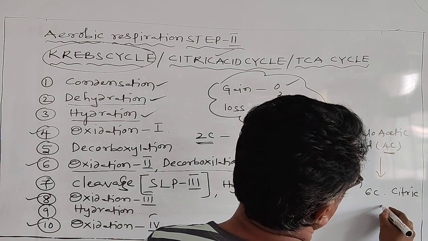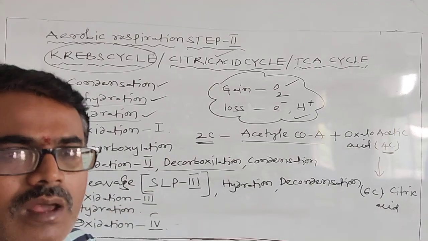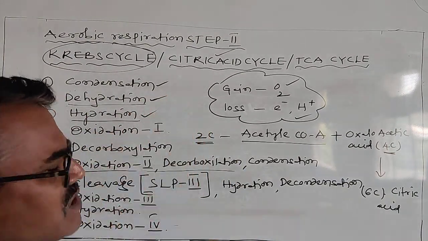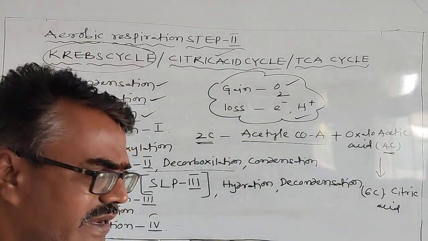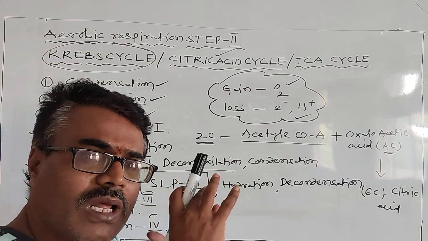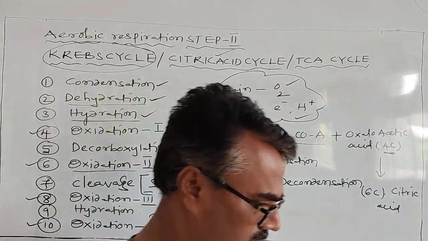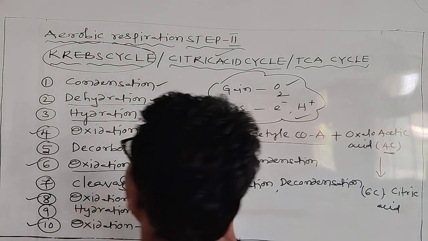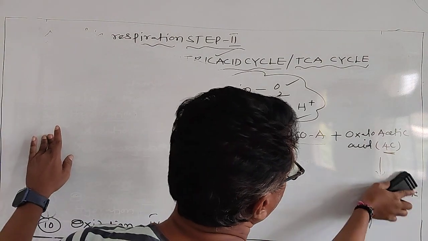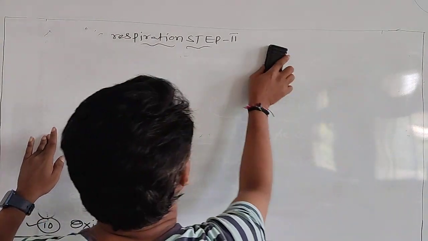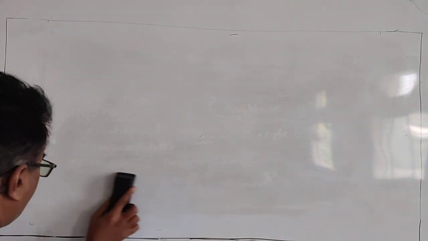That is citric acid, so it's called the citric acid cycle. This is the Krebs cycle, the smaller introduction about the Krebs cycle. Next, the total chemical reactions we will discuss one by one here. First, in the Krebs cycle, it begins with the two carbon compound, that is acetyl coenzyme A.